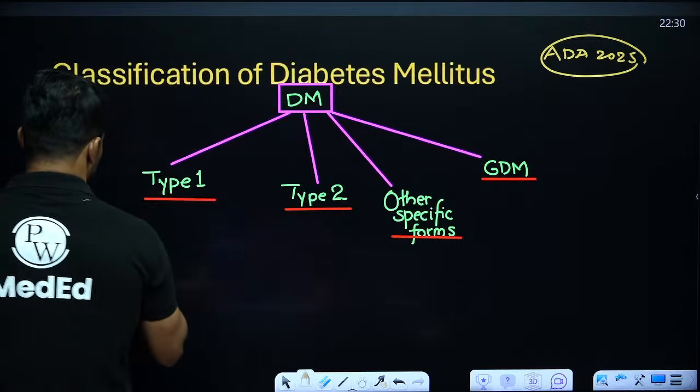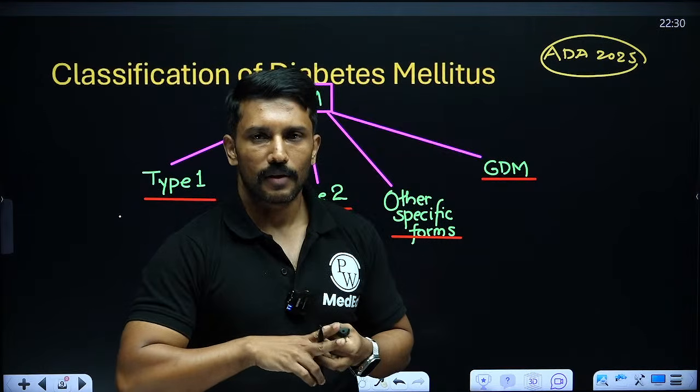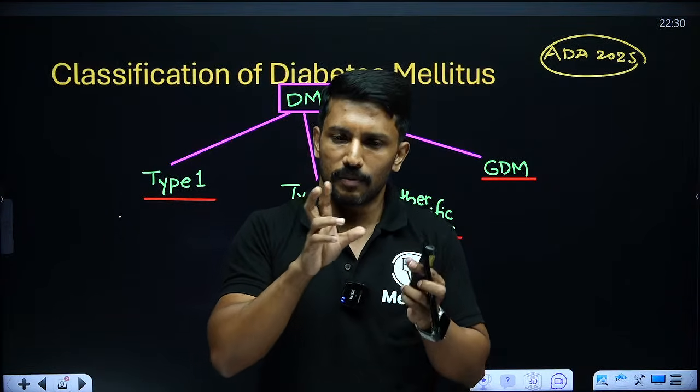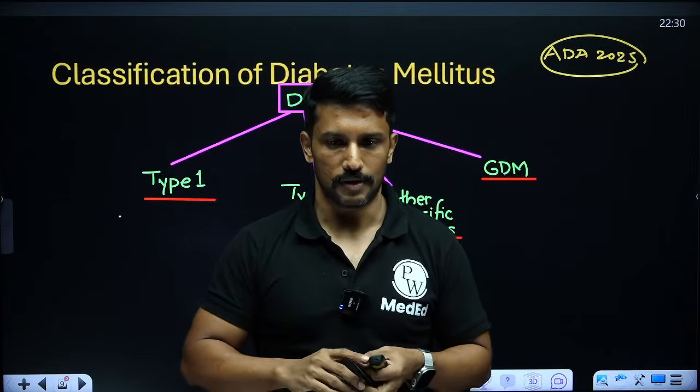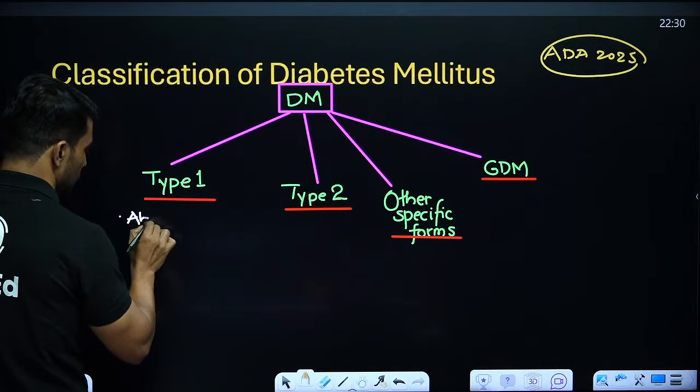Type 1 diabetes mellitus. What is the problem here? The two things to note here. One, diabetes mellitus or hyperglycemia results either because of insulin inaction or insulin deficiency. So the problem in type 1 is there is absolute insulin deficiency.